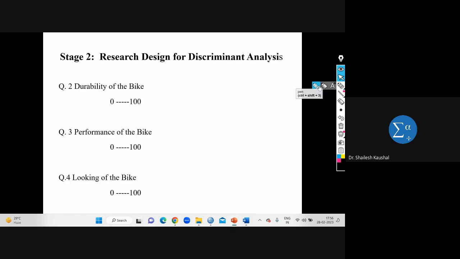Now you can see the questions. Durability of the bike 0 to 100 and performance of the bike. We should prepare our questions in a ratio scale. इस तरह के क्वेश्चंस होंगे.